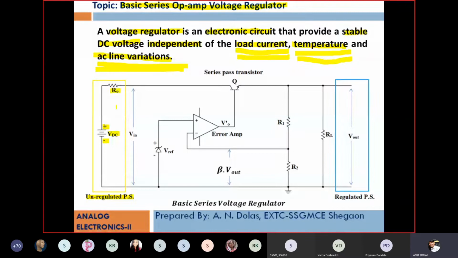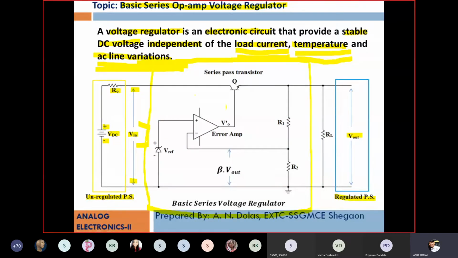RO is the internal resistance of the unregulated power supply, VDC. This unregulated power supply is fed to the regulator, where it is called Vin, the input voltage. So Vin is the unregulated power supply. We have to regulate it. And you can see at the output there is an output Vout, which is the regulated power supply. This is regulated, of course, due to the middle components which are connected here.